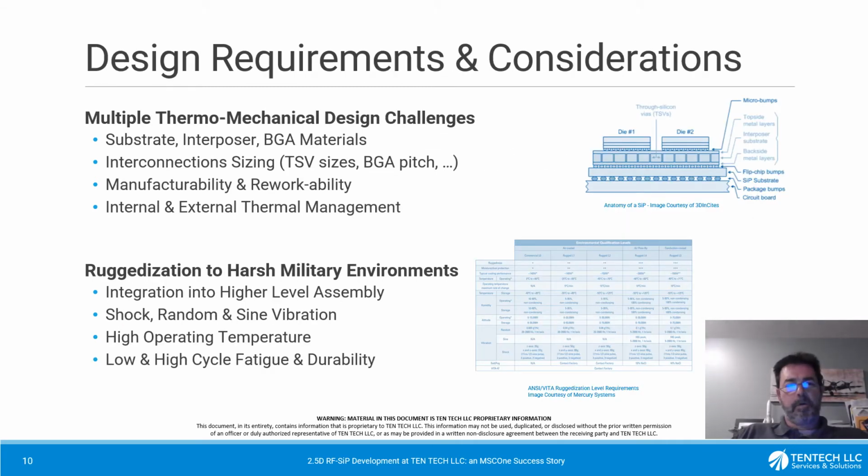As far as our design requirements, we have multiple thermo-mechanical challenges. The substrate, interposer, the BGA materials, all of this have to play together, have to be connected. The interconnections have to be sized properly, the BGA pitch, the size of the balls. We need to take into account the fact that we are manufacturing things step by step. And each of those steps include raising the temperature to 200, 300 degrees sometimes, and cooling down to make sure everything settles.